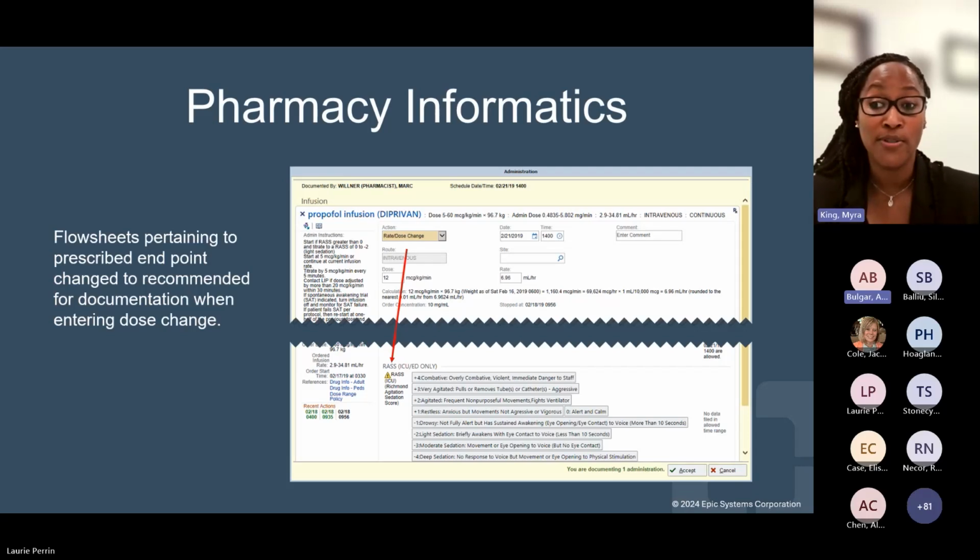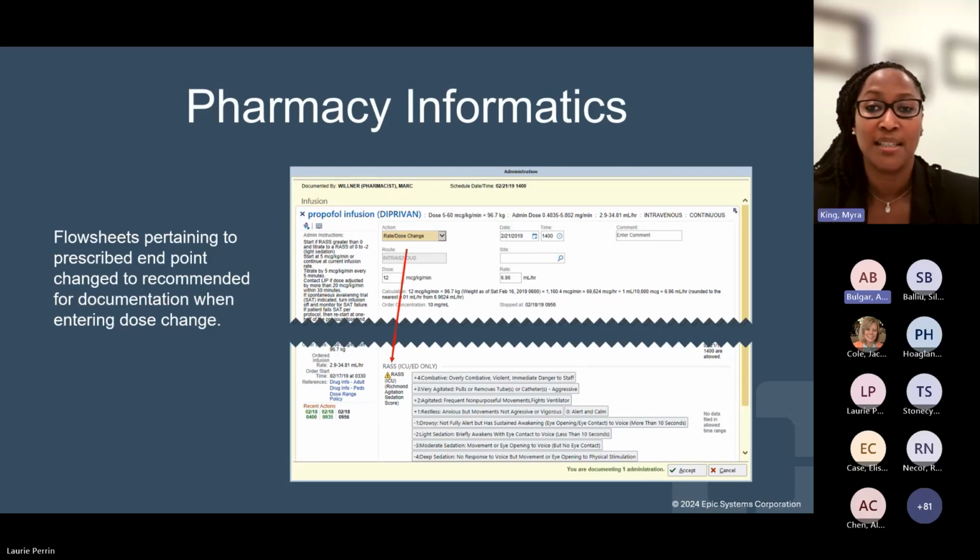If the nurse had previously documented on their RAS in this example, then the last filed RAS would be pulled into the MAR, and the nurses could select, yes, I want to use that RAS, or no, I want to document a new RAS to demonstrate and justify why that dose change is occurring.